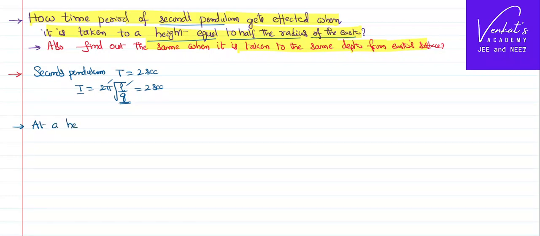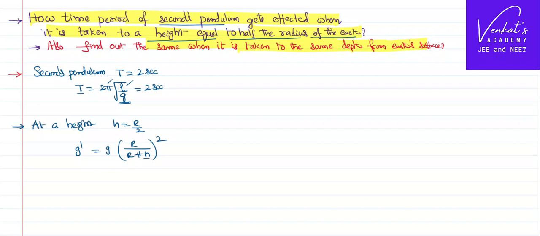At a height equal to half the radius of the earth, we know G dash varies with G as G of R by R plus H whole square. It is based on the inverse square law. I'm not going to prove it. Please look into the gravitation chapter if you are not aware of the proof.